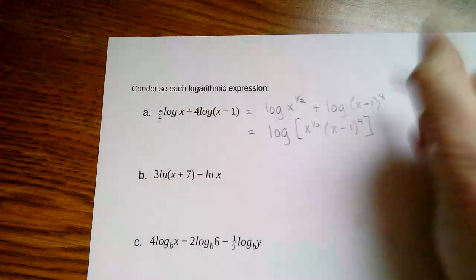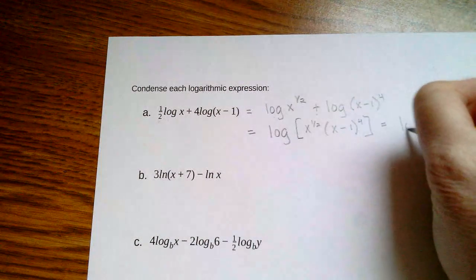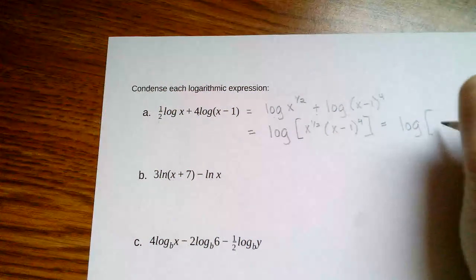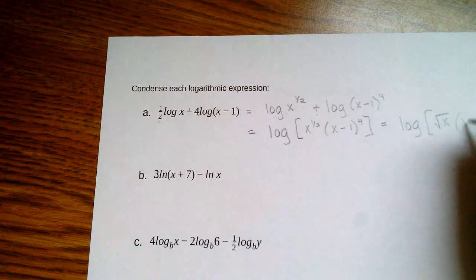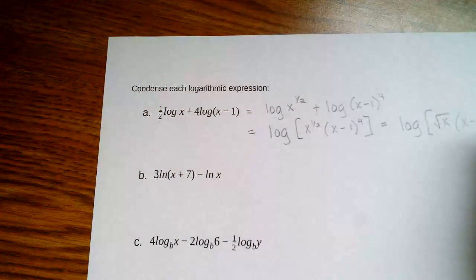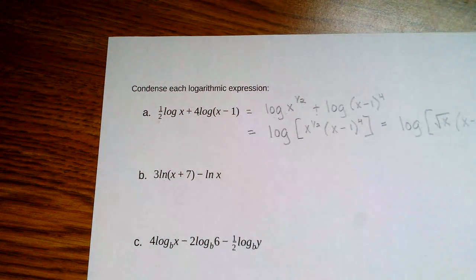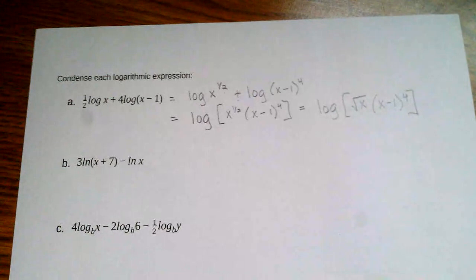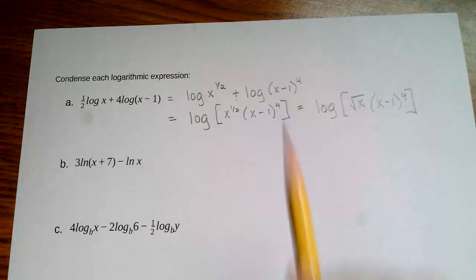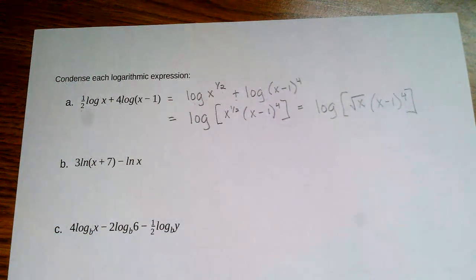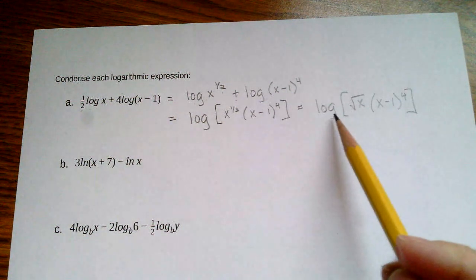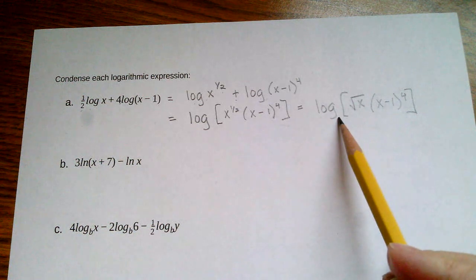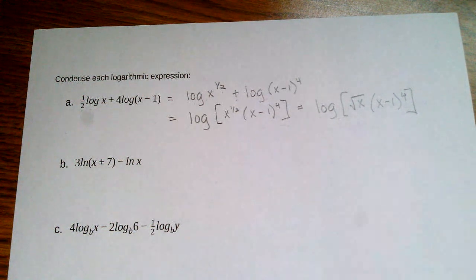And I honestly would probably rewrite this as log of the square root of x instead of using a rational exponent, x minus 1 to the 4th. Oh, I'm sorry, you can't see that little part. But both of these are equivalent, both would be marked as correct. And now it's fully condensed because I have 1 logarithmic expression with 1 argument.